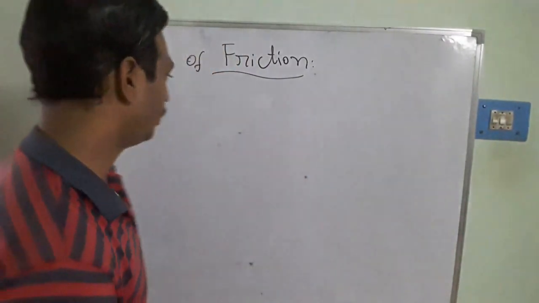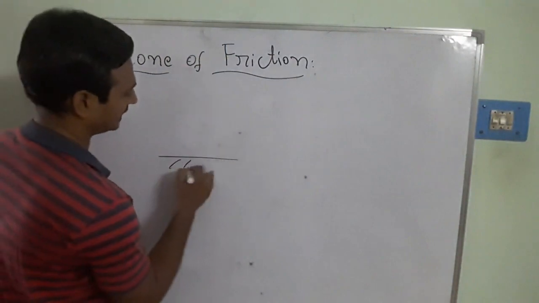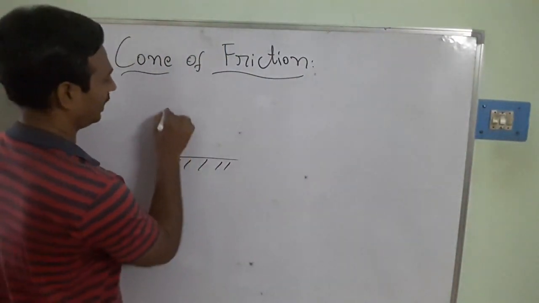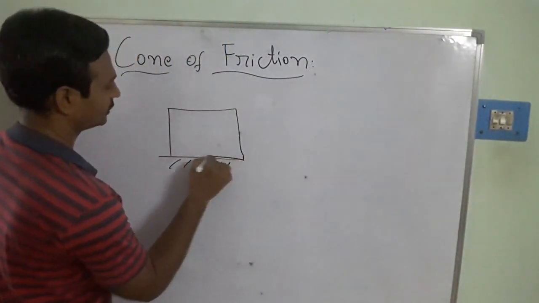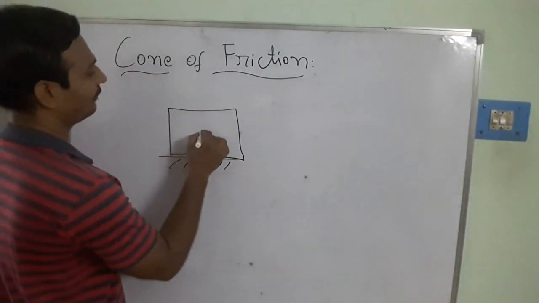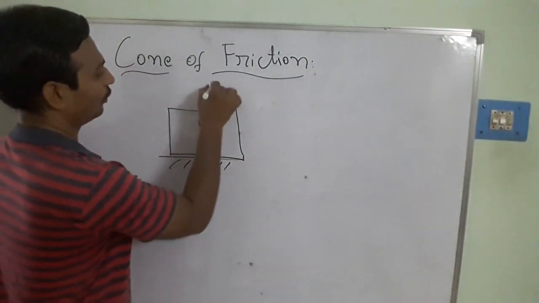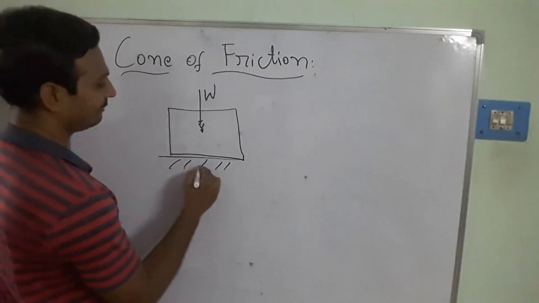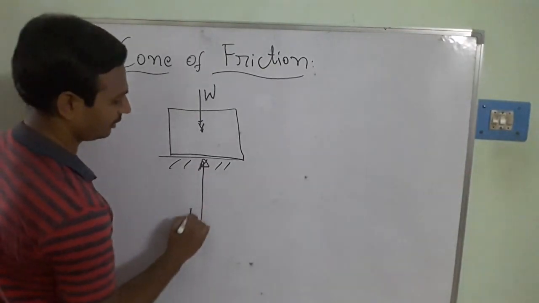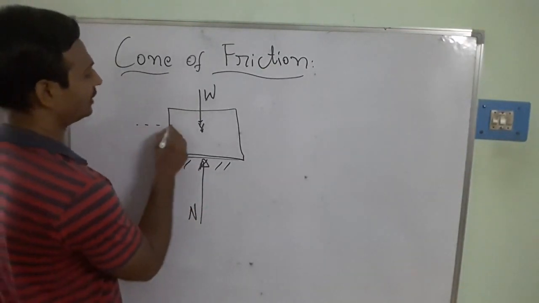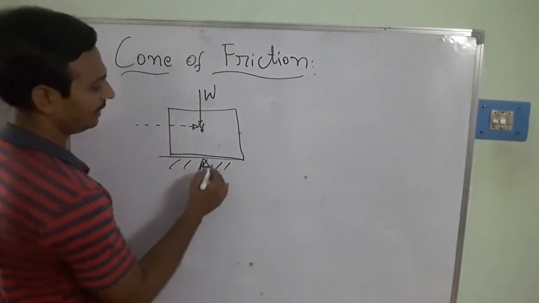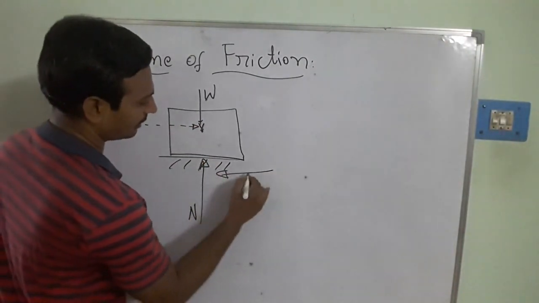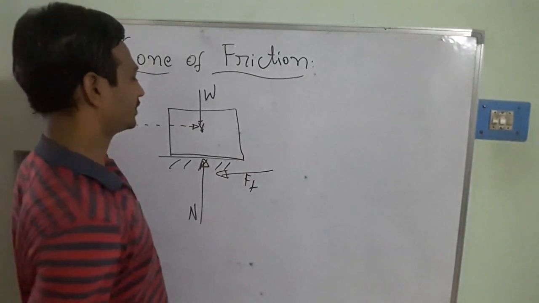So in this case, I am taking one horizontal surface and one body. What will happen? The self-weight is always acting in the downward direction. At the same time, the reaction force is also coming from here. When you apply the force in this direction, the frictional force, F, comes in the opposite direction.